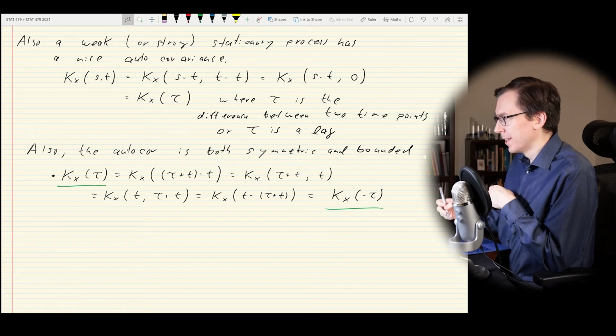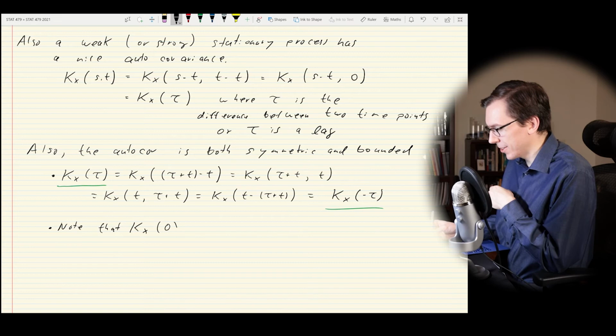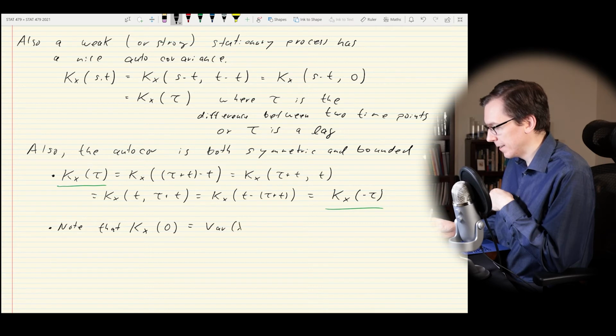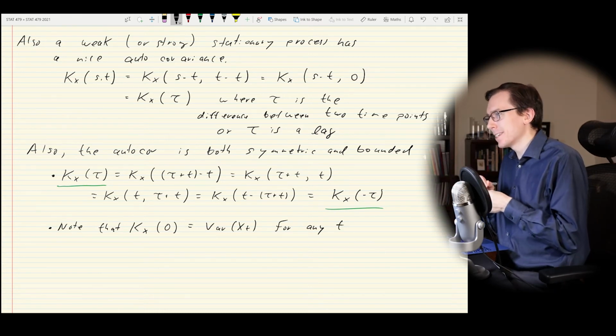Right, so what are we doing? Well, first we note that kx at lag 0 is just the variance of the process for any time t. For any t, because it's stationary, any t is going to give us the same variance.